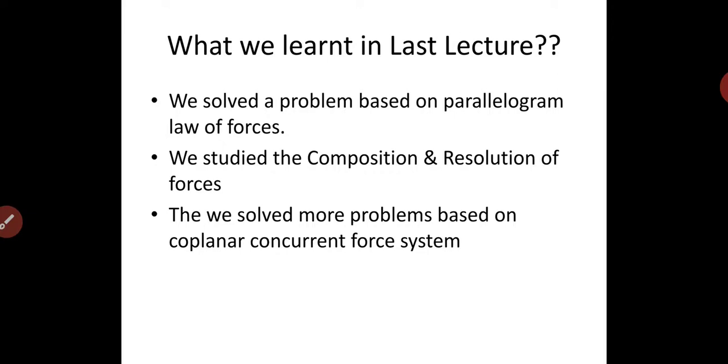Let us recall what we learned in the last lecture. In the last lecture, we solved a simple problem based on the parallelogram law of forces. We applied the parallelogram law, which states that the resultant of two coplanar concurrent forces will be represented by the diagonal formed by taking the magnitudes of the two forces as the two consecutive arms of a parallelogram. The diagonal which passes through the point of concurrency represents the resultant.